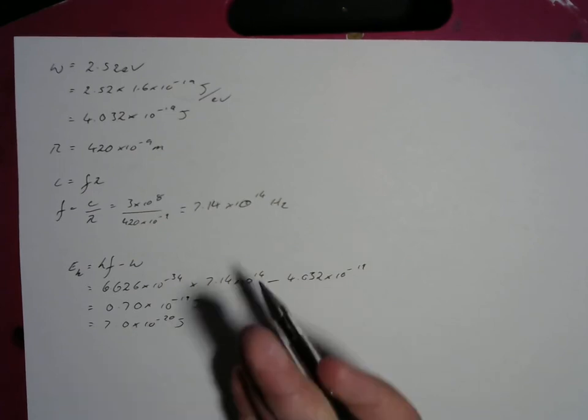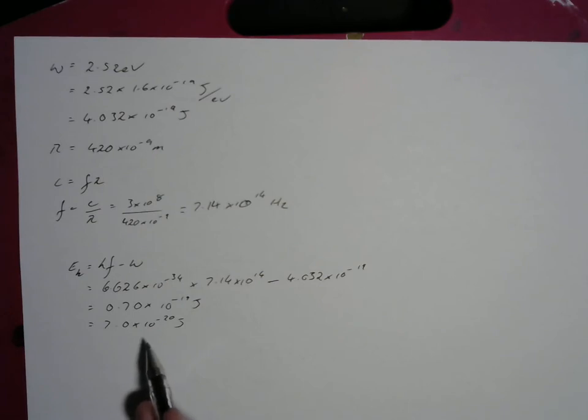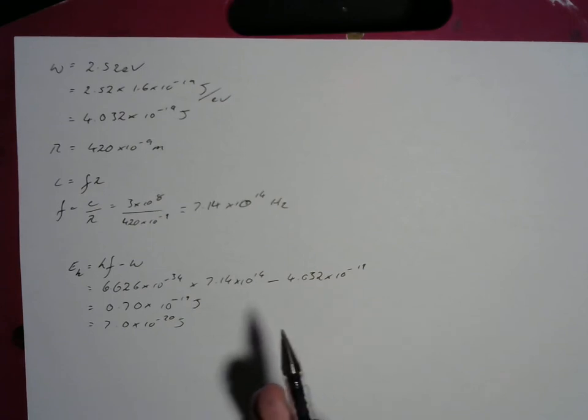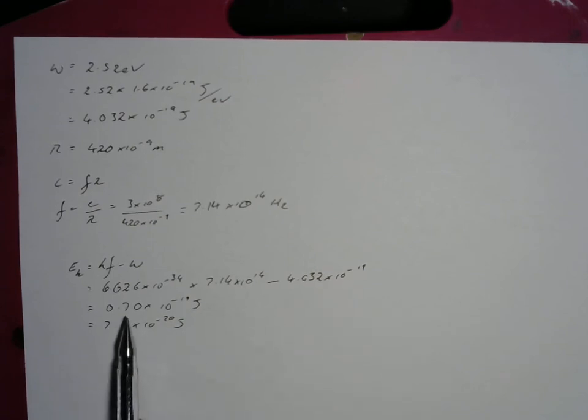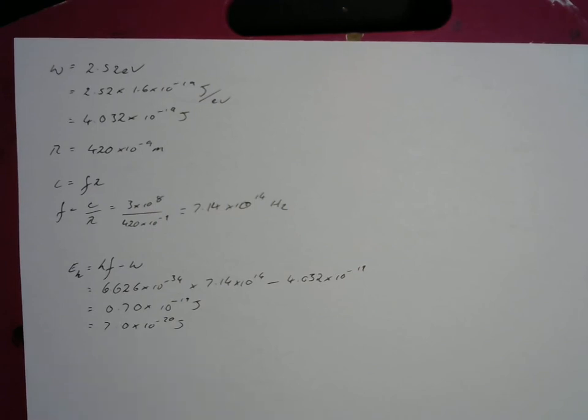And you could be asked to convert that into electron volts. That's not a problem. We would just divide by 1.6 times 10 to the negative 19, and you'd get some electron volts, and you can see it's going to be about 0.4-ish electron volts.